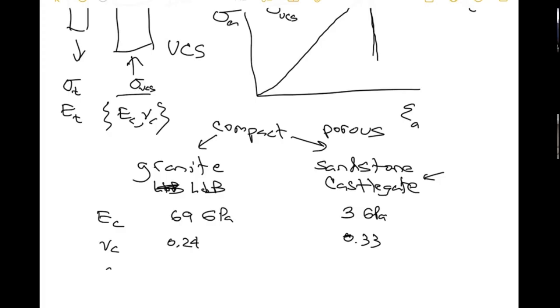Now what about UCS? Sigma UCS. Again, that's what typically is measured, these three. So what do you think would be reasonable values? You have any idea?